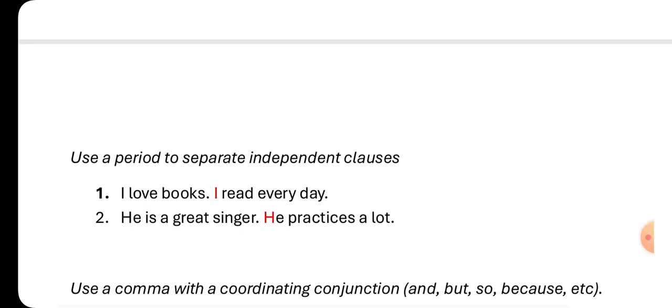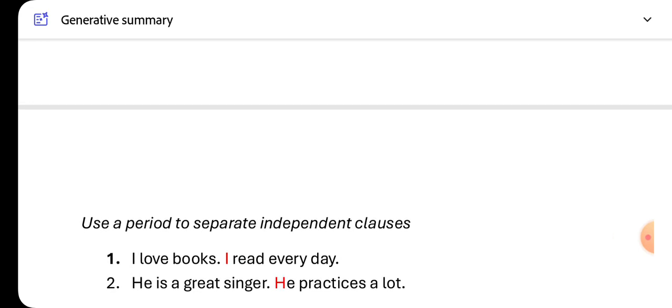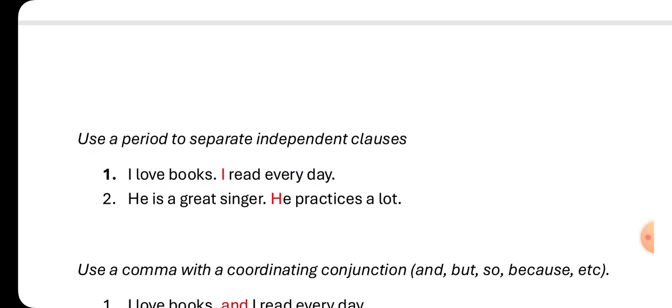So first, use a period. When I say period, we use a period to separate the independent clauses. So use a full stop to separate them. When you see them like that, "I love books. I read every day." So you see, I put a full stop here. "I love books." Full stop. "I read every day."